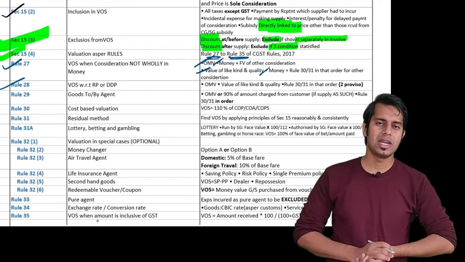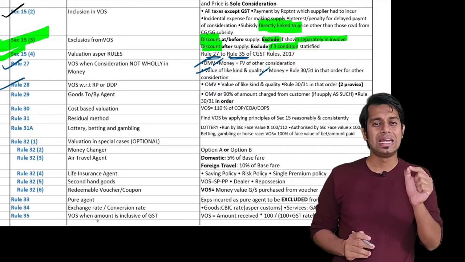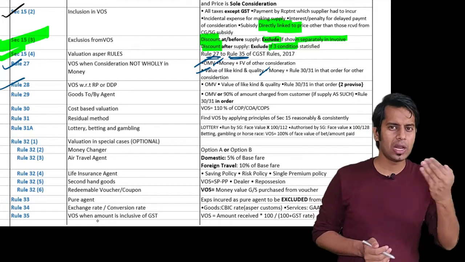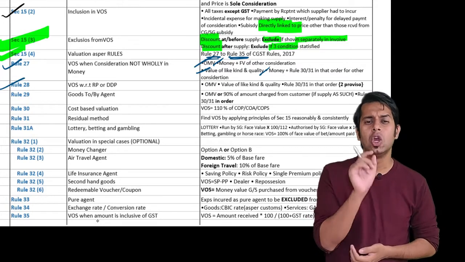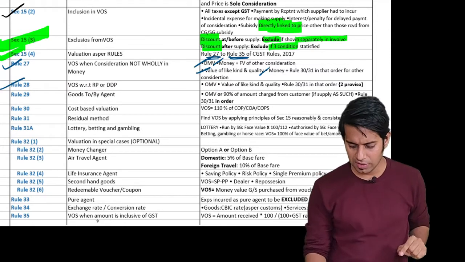Then rule number 28. Rule number 28 is applicable when the supply is made to a related person or deemed distinct person referred to in section 25(4) or 25(5). Whenever a supply is made to a related person or deemed distinct person, come to rule number 28. Sir, what is rule number 28 telling? Rule number 28 is telling the value of supply will be open market value.